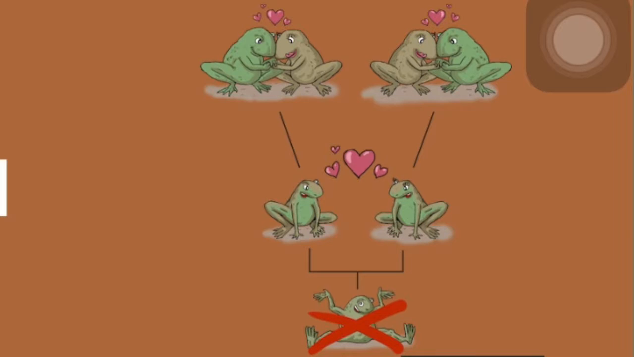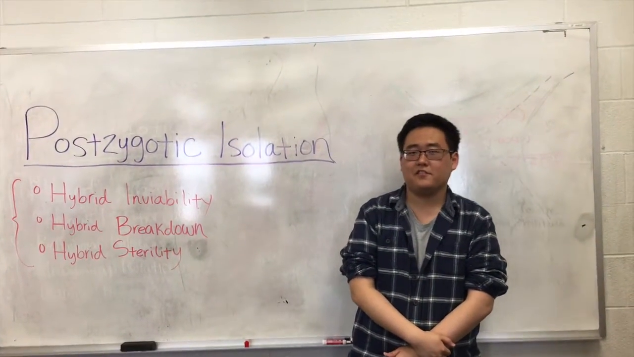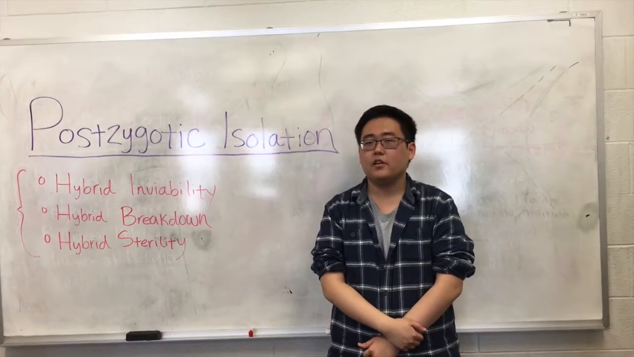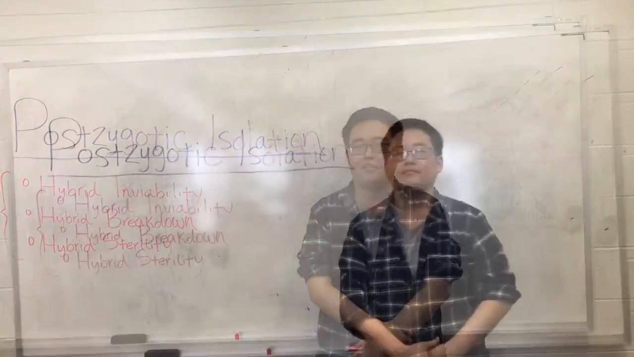This image is an example of hybrid breakdown. If the new species is fertile, it will become less fertile as they go from generation to generation. This will eventually cause the species to go extinct. After a few successive generations of hybrids, the offspring can no longer function properly.